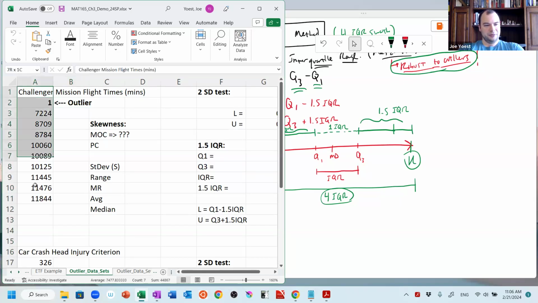Now, if we look at the Challenger mission flight times, just glancing at it, I think just about everybody who knows what an outlier is would agree that the 1 minute flight time, the Challenger mission that exploded, is an outlier. You look at all of these that are like 7,000, 8,000, 12,000, and then we have one data point that has a value of 1. I think everybody would agree that's an outlier. Let's see if our tests pick that one up.